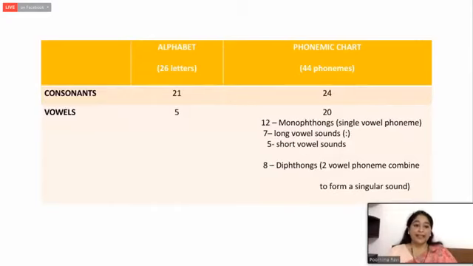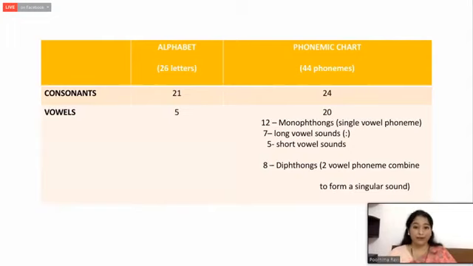So basically, there are 21 consonants. However, if you listen to the sounds, there are 24 varieties of it. There are 5 vowels. However, if you listen closely, there are 20. And amongst the 20, there are a few divisions as well. Like, for instance, let's look closely at the IPA chart.